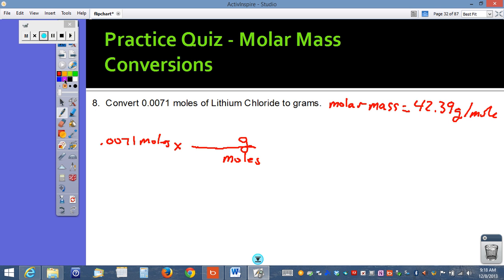Taking a look at our problem, our molar mass conversion problem. We have 42.39 grams. They go together per 1 mole. This means when we come over to our problem, we want to put the 42.39 grams together. And we've established here that the grams goes on top. So the 42.39 also goes on the top, and the 1 mole goes on the bottom. Multiply going across, we get 0.30 grams is our final answer. 2 significant figures because this has 2 and that one has 4.